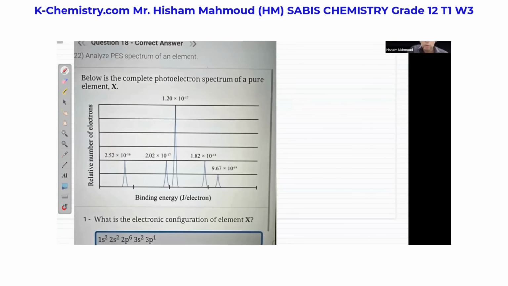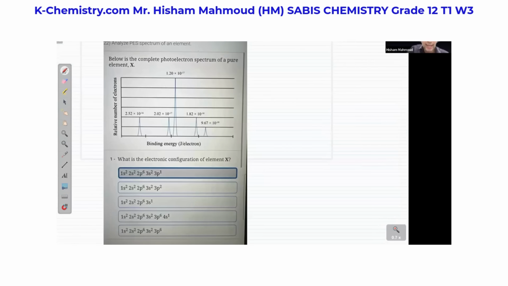Below is the complete photoelectron spectrum of a pure element X. Where is the biggest binding energy? The binding energy is bigger here. It's -16. -16 is bigger or -19? Of course, -16 is bigger than -19. So here is bigger, so the nucleus is here. So that's 1s. 1, 2. The ratio is 2.